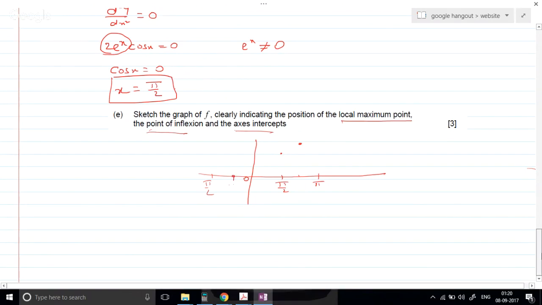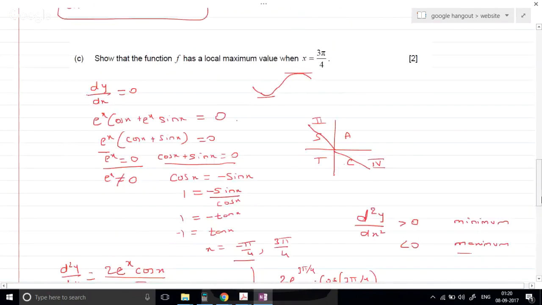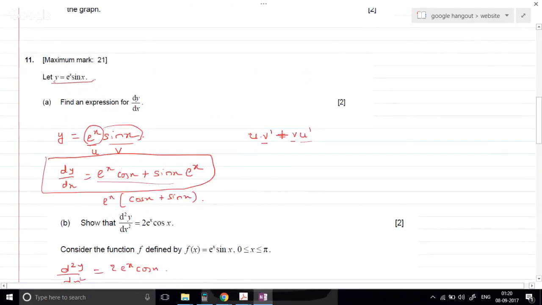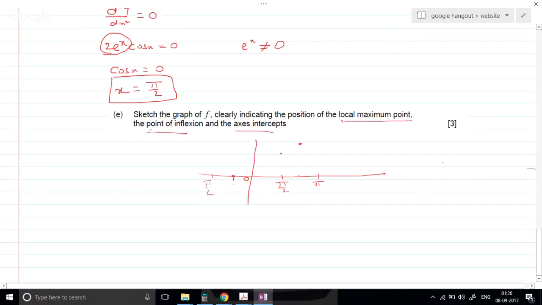Now, does the curve cut the x-axis? y is equal to e power x sine x, right? So y is equal to e power x sine x. Now this is equal to 0. If this is equal to 0, sine x has to be equal to 0. Sine x is 0 at 0 only. Okay, so the function passes through this point. So something like this, the minimum is here, it will pass through this, it will keep going here, and it will turn. This is the curve, this is the maximum point.